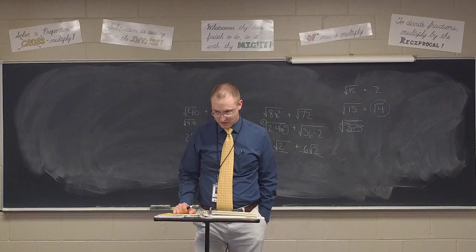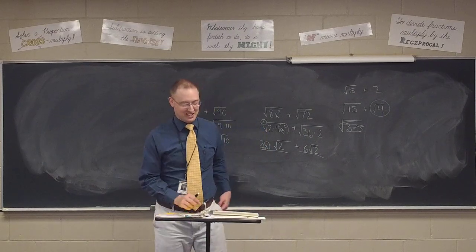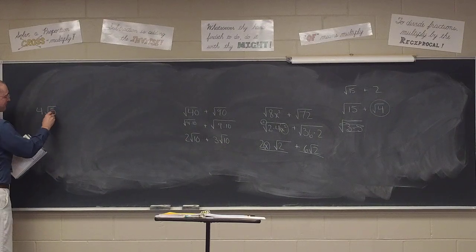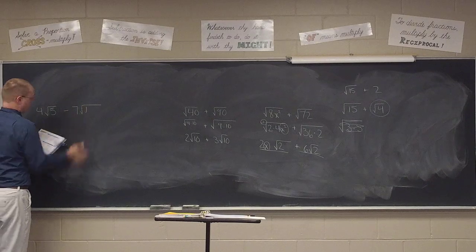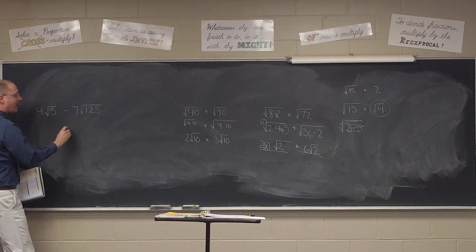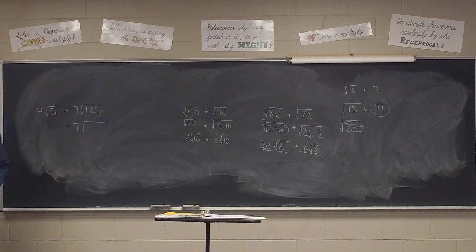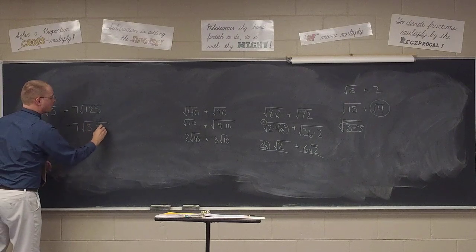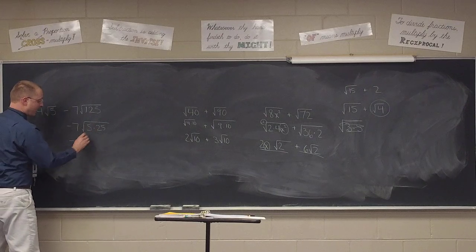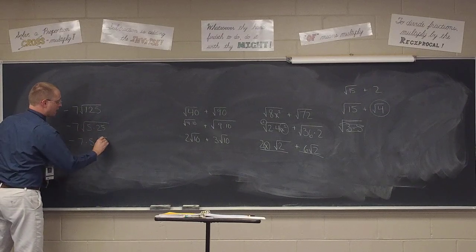No. Lana? Yes. Lana's like, I got him! Now, they don't look it, do they, Joshua? 4 times the square root of 5 and a negative 7 times the square root of 125. They don't look similar. But Lana, we could factor 125 into 5 times 25, where you can take the square root of the 25 to get 5, 5 times the square root of 5.